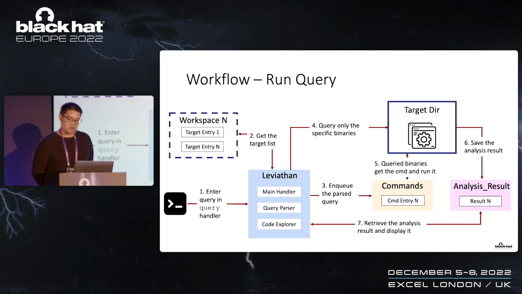This is the workflow when the user enters a query command at the prompt. When the main handler receives and processes a query, it fetches the target list of binaries from the workspace per the target filter, and then enqueues the command query. When the handler is invoked against the binaries, it first fetches the command query, does the job, and saves the result. Finally, the main handler fetches and displays the result.